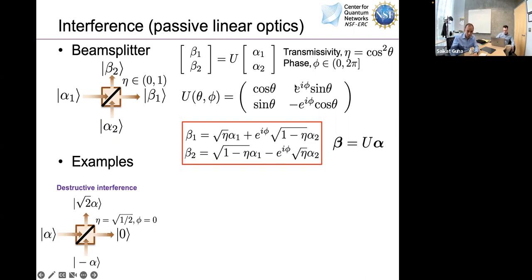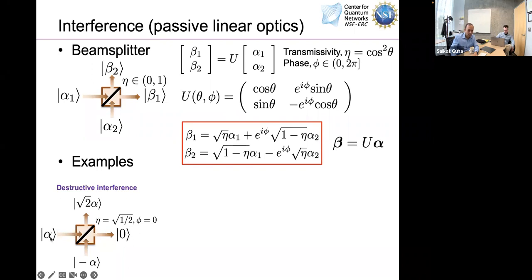My convention is always going to be this: beta, the first output, is square root of eta times alpha 1 plus square root of 1 minus eta times alpha 2 with a phase, and beta 2 is this expression here. So if you look at alpha and minus alpha, if this is what I interfere on the beam splitter, on one output, you get alpha plus minus alpha over root 2, because eta is square root of 1 over 2. Eta is a number between 0 and 1. So you get no light here, you get 0, you get a vacuum.